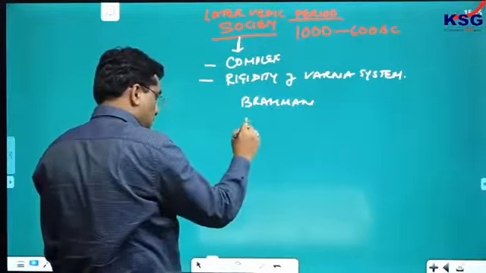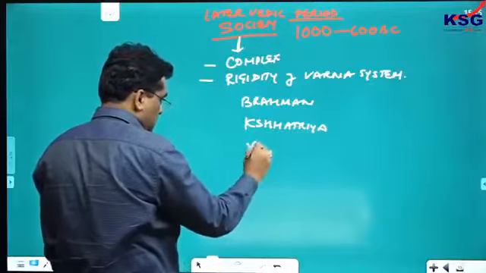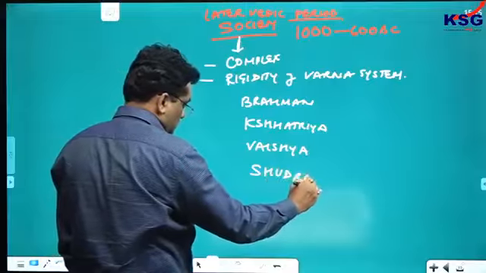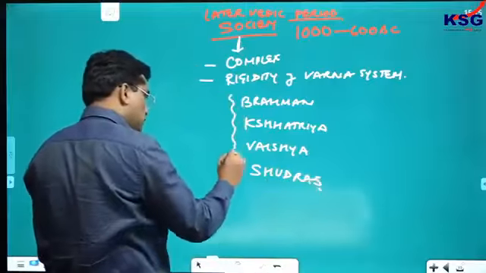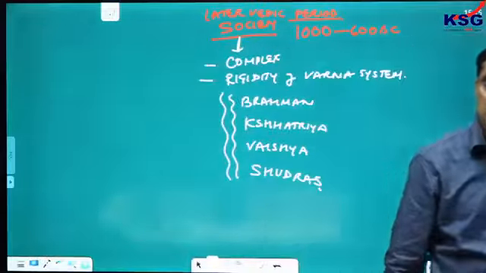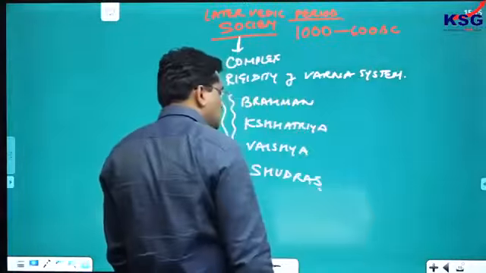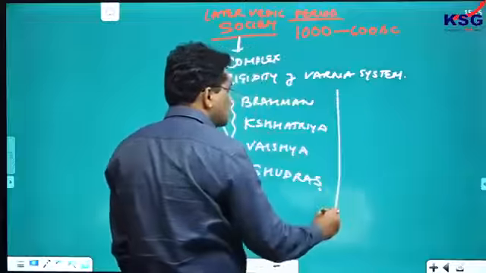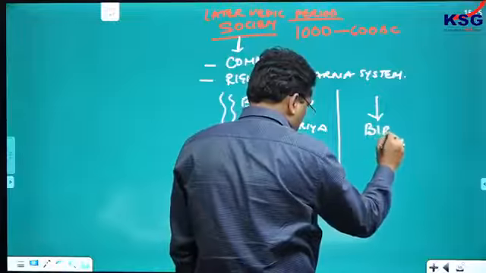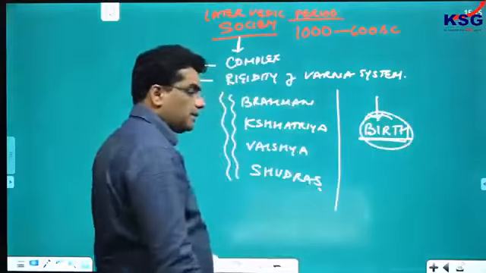Brahman, Kshatriya, Vaishya and Shudra. Now the Varna system became rigid, meaning inter-Varna mobility was restricted. You are born a Brahmana, you die a Brahmana. So Varna was decided on the basis of birth, not on karma.